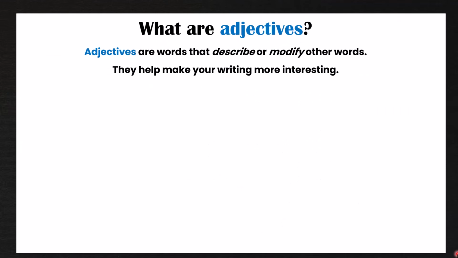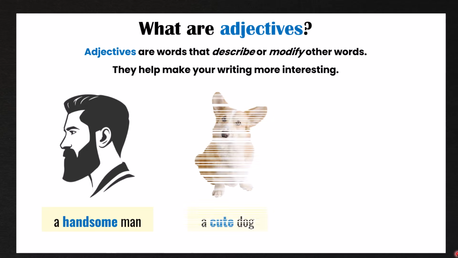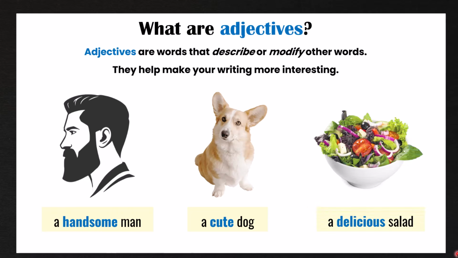So what are adjectives? Adjectives are words that describe or modify other words, usually nouns or pronouns. Adjectives help make your writing more interesting. For example, a handsome man, a cute dog, a delicious salad. All of these in blue are adjectives, and they all describe or modify the nouns after them.